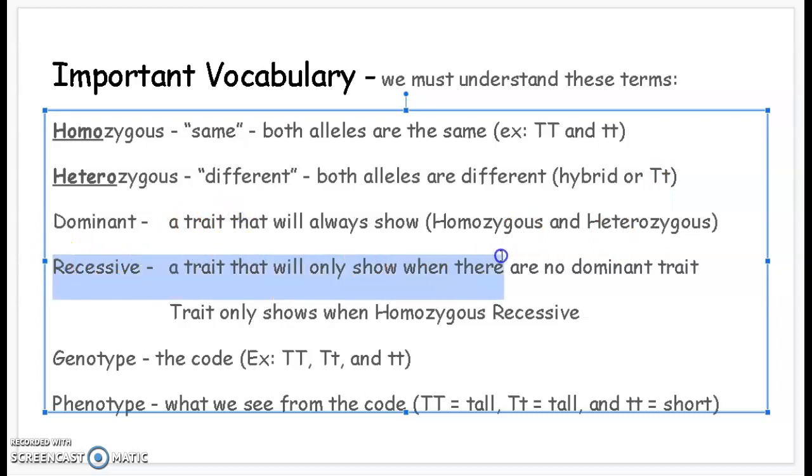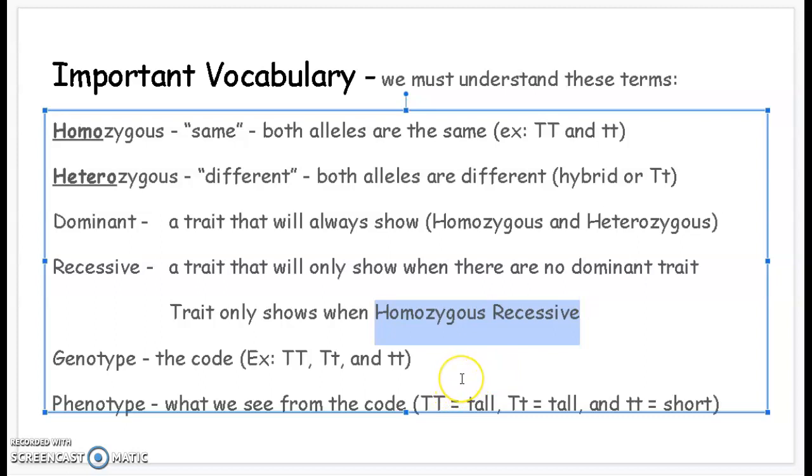Recessive, that is the shy trait. It will only be expressed when there are no dominant trait. And so the only time that a recessive trait is expressed is when it's homozygous recessive. And when it's homozygous recessive, that means both alleles are lowercased.